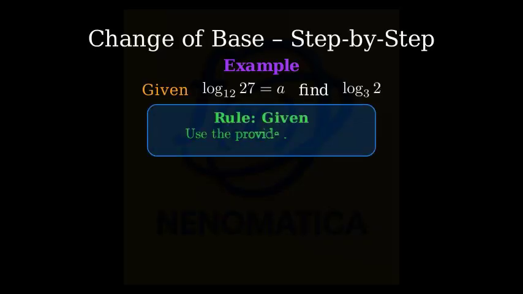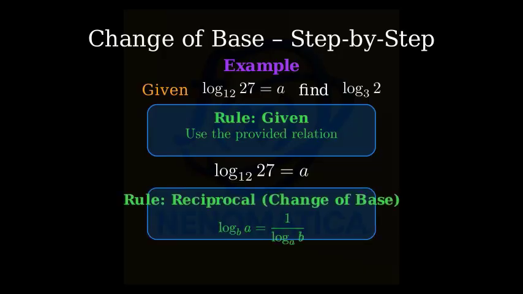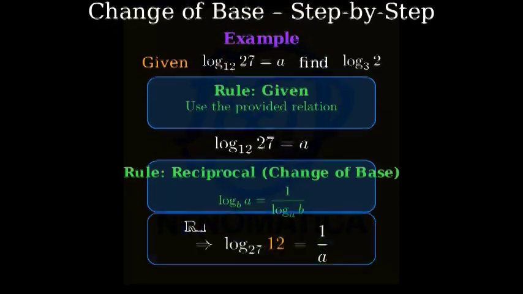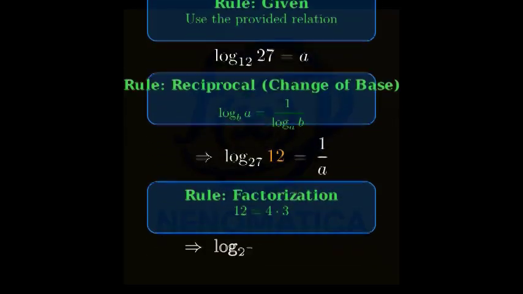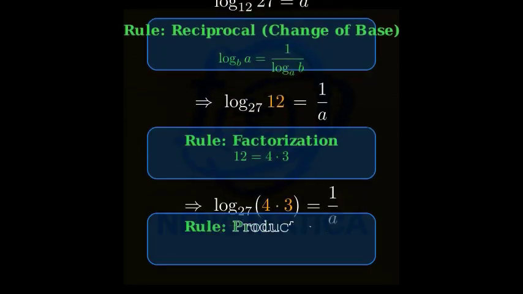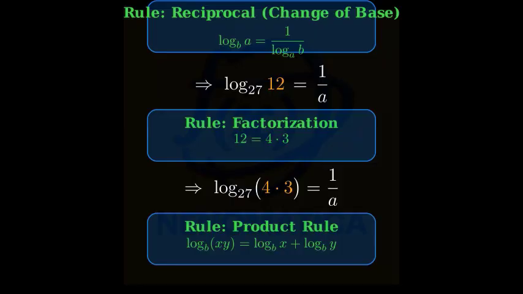Step 1. State the given relation. Step 2. Use the reciprocal form of the change of base formula. The log base 12 of 27 equals a implies log base 27 of 12 equals 1 over a. Step 3. Factor 12 as 4 times 3. Step 4. Apply the product rule for logarithms to split the single logarithm into a sum.